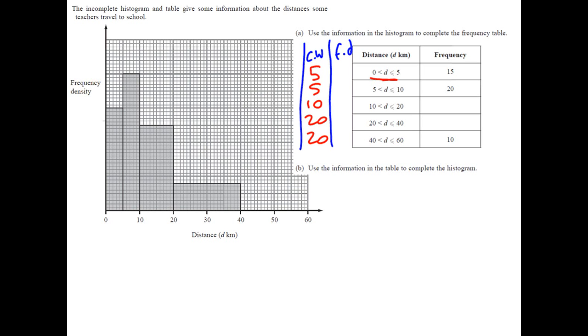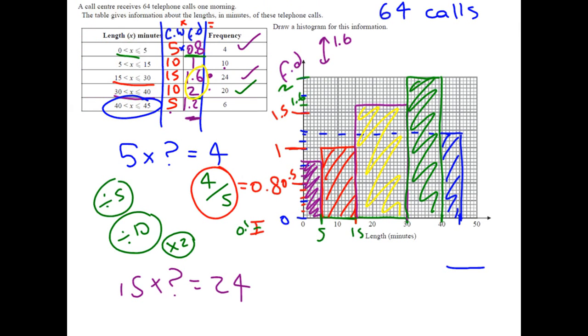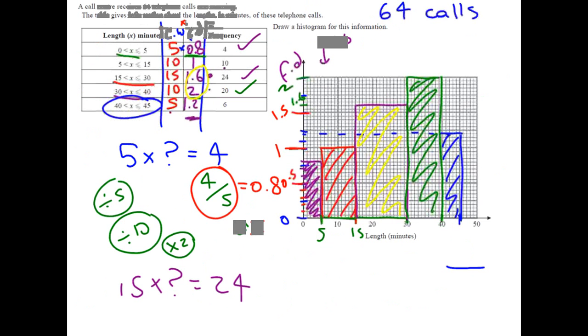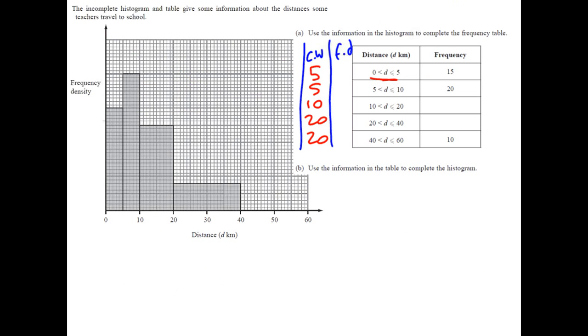We haven't done this already, have we? The numbers just look very familiar. Oh well. Okay, carrying on then. So, frequency density, it's 5 times something to give you 15. It's going to be 3. 5 is a nice number. Times something to give you 20. It's 4. 10 times something, that one's missing. 20 times something to give you 10. It's 0.5.